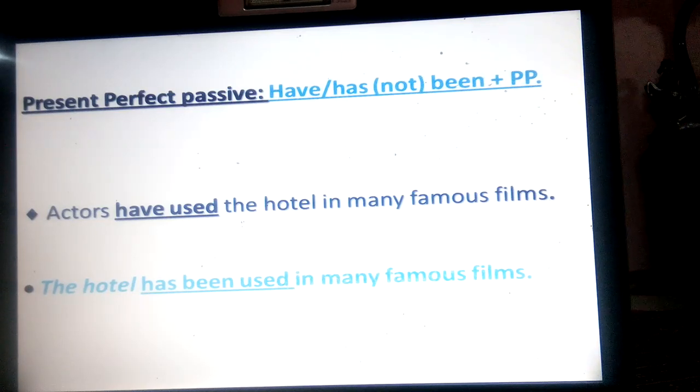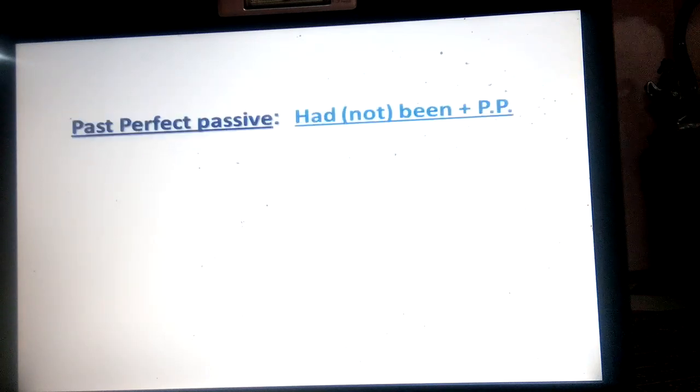مضارع تام في المجهول. في المعلوم الأول شفناه إن هو have used have past participle. في الباسيف عشان كان عندي the hotel مفرد استخدمنا has been وخدنا past participle of used هي used وكملنا الجملة in many famous films. Okay.